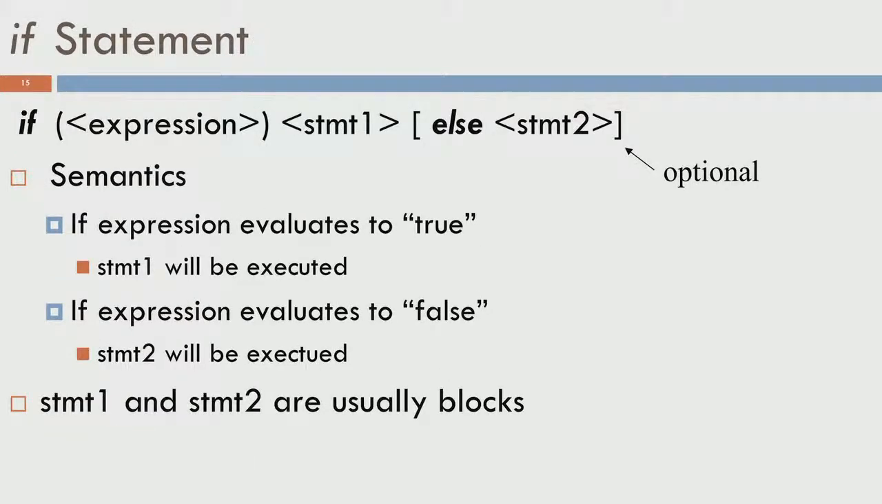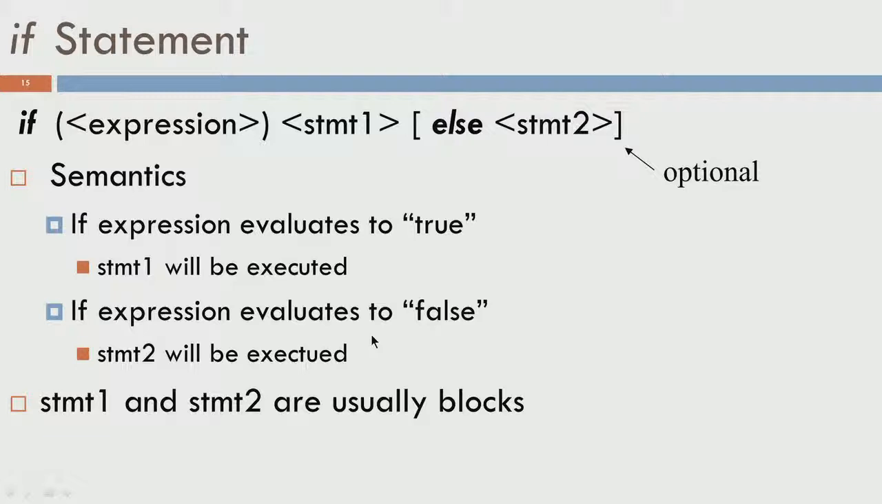Let us look at the basic structure of an if statement. The if statement starts with the keyword if, followed by an expression, followed by a block called statement 1. Optionally, it can also have the else clause and a block for the else clause called statement 2. The meaning of this is, if the expression evaluates to true, statement 1 will be executed. Remember, statement 1 is supposed to be a compound statement, and it will be executed. If the expression evaluates to false, statement 2 will be executed.